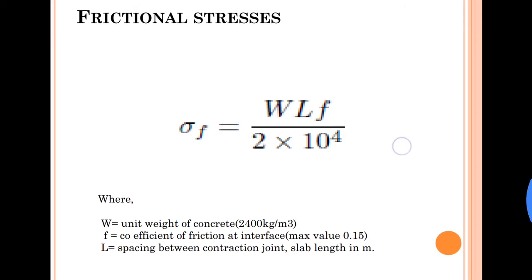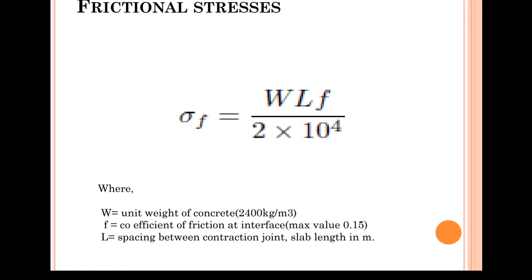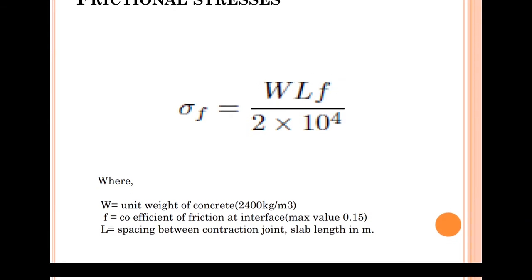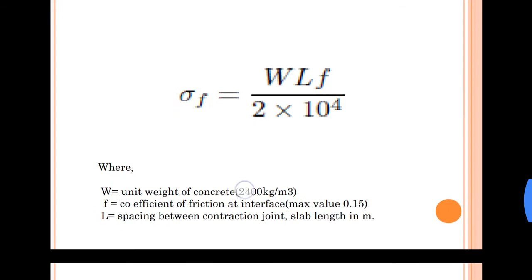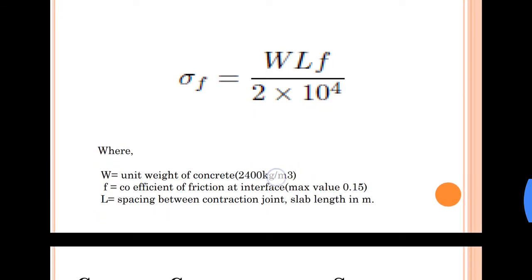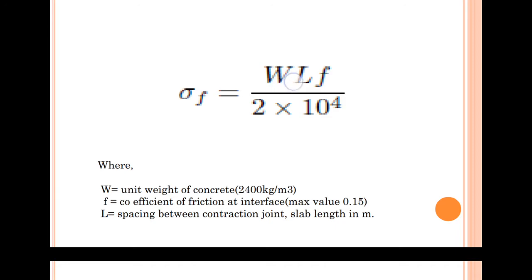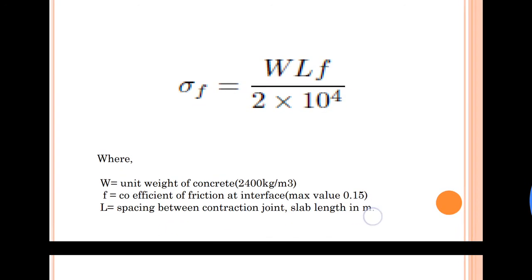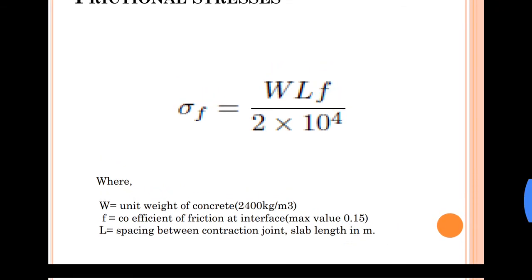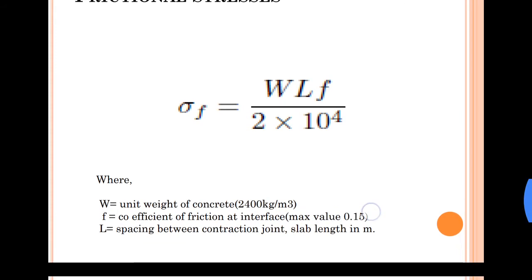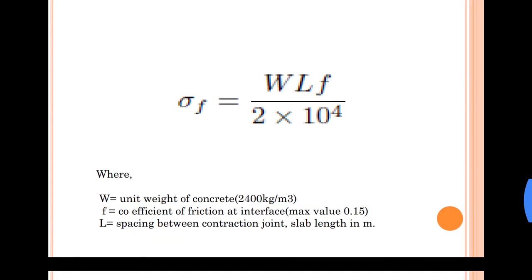Now due to seasonal variation in temperature we develop frictional stresses in the rigid pavement, which is given by the formula sigma F equal to W into L into F divided by 2 into 10 raised to 4, where W is the unit weight of concrete, which is taken as 2400 kg per meter cube. Capital L is the spacing between the contraction joints, or the slab length in meters, and F is the coefficient of friction at the interface. A maximum value which is adopted is around 0.15.